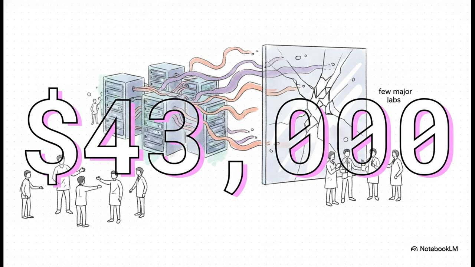Let's just hop in a time machine back to 2019. To train the original GPT-2 model, OpenAI spent an estimated $43,000. I mean, that number is just a massive wall, right? It kept this kind of technology locked away in the hands of only a few major labs.